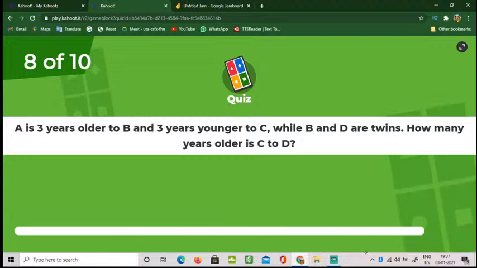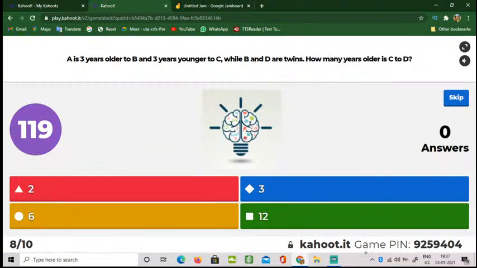A is 3 years older to B and 3 years younger to C. While B and D are twins, how many years older is C to D? Okay, I repeat the question. A is 3 years older to B and 3 years younger to C. While B and D are twins, how many years older is C to D? So I have got no answers still.